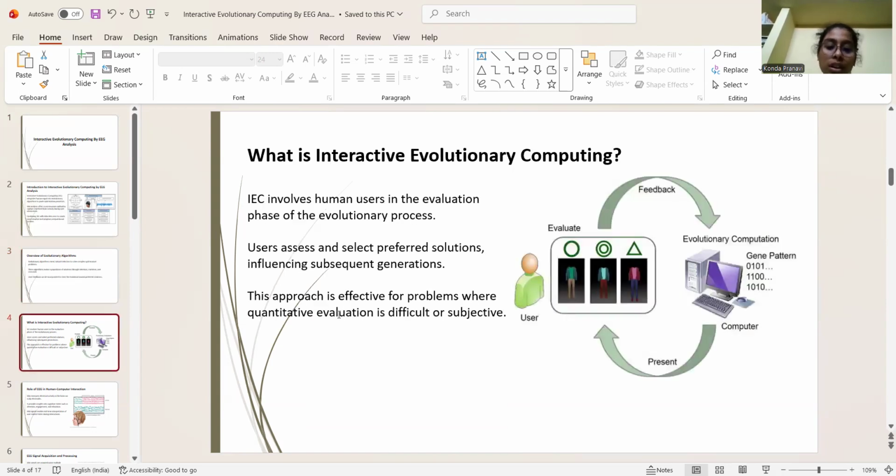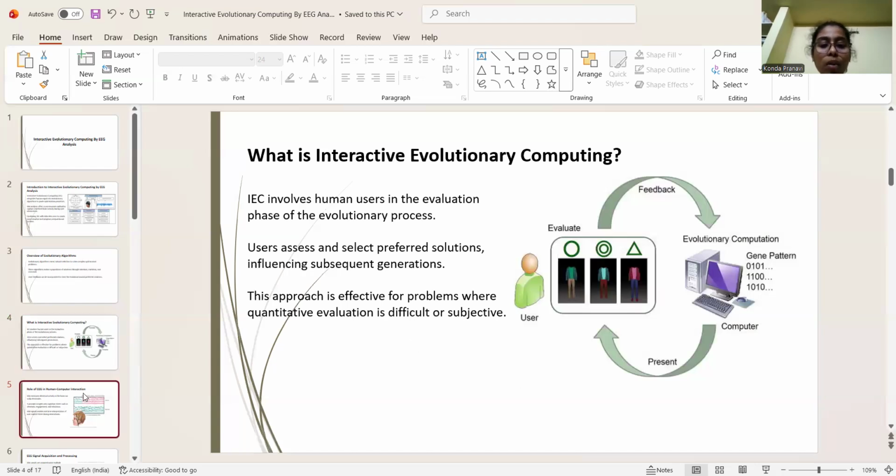And what is interactive evolutionary computing? In interactive evolutionary computing, humans take part in the evaluation stage. Instead of the system deciding which solution is best, users select solutions based on their preference. This is especially useful for problems where quality is subjective, such as design, music, and art.